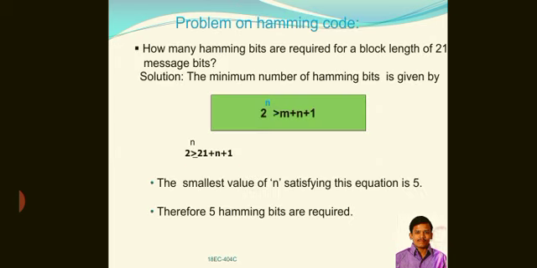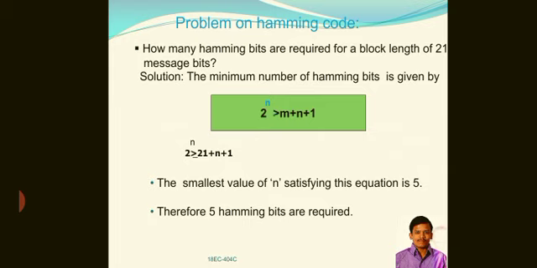So, this is about the Hamming code, which is used for error detection as well as error correction. We will see some examples of how we add these extra bits to the message, how it is transmitted, how you find the error at the receiver, and how you correct it. We will see that in the next session.